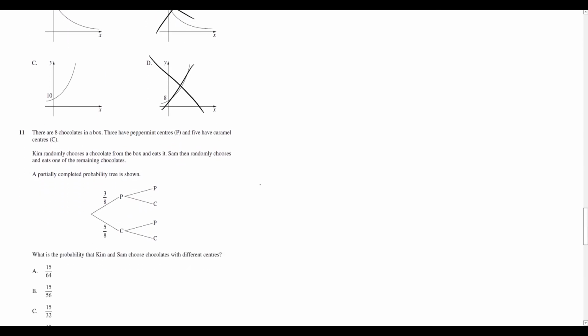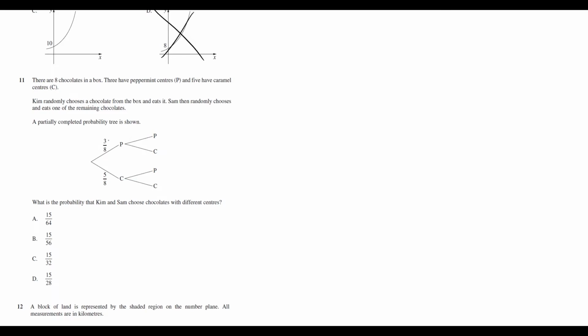Okay, question 11. There are 8 chocolates in a box, 3 have peppermint centers, and 5 have caramel centers. So Kim randomly chooses a chocolate from the box and eats it. Sam then randomly chooses and eats one of the remaining chocolates. A partially completed probability tree is shown. Okay, so first thing that we should do is finish this probability tree off.